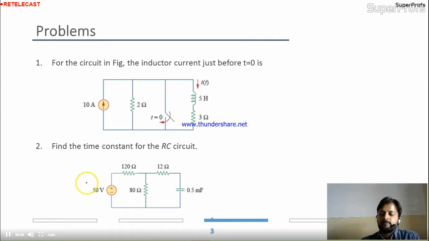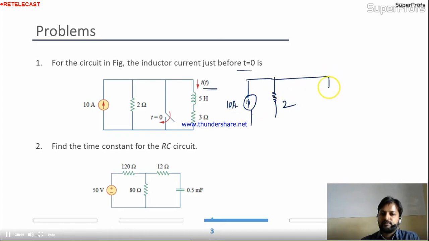Now come to the problem section. For the circuit shown in the figure, the inductor current just before t equal to 0 is, where is the inductor? Here is the inductor. At t equal to 0 we are closing it. Means before that it was open. So the situation is 10 ampere connected with 2. The switch was open. For the steady state it will be a short circuit.